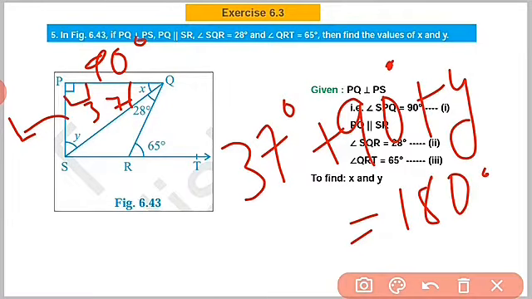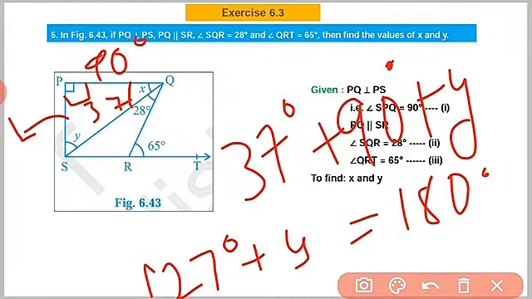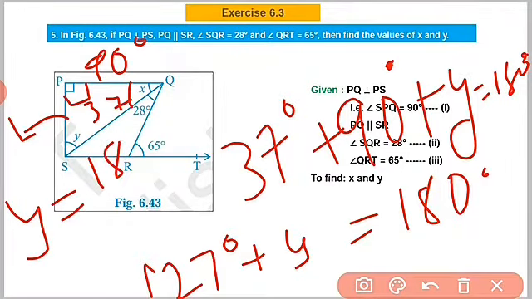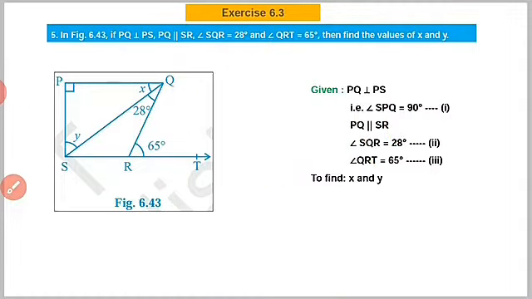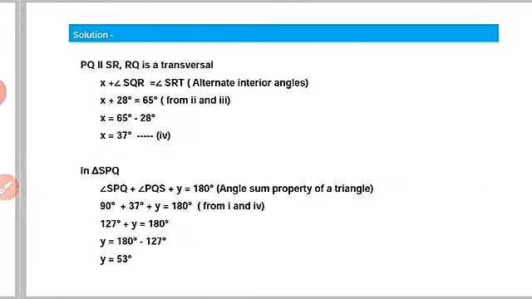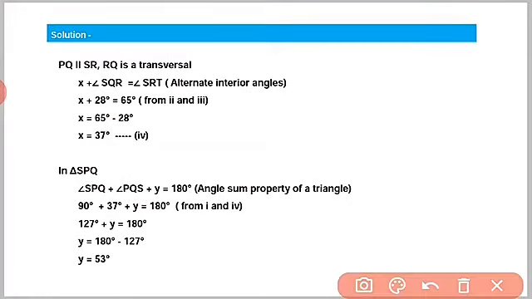So 37 plus 90, what is it? Yes, 127 degrees plus Y is equal to 180 degrees. So Y will be equal to 180 degrees minus 127 degrees. It is 53 degrees. So the value of X is 37 degrees and the value of Y is 53 degrees. See, this is how you can solve it.